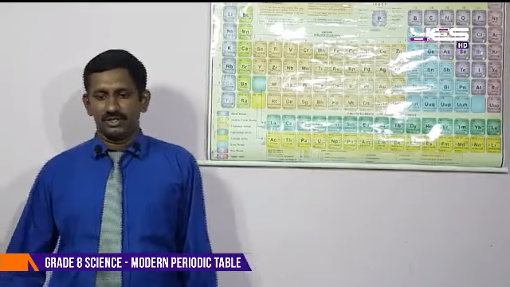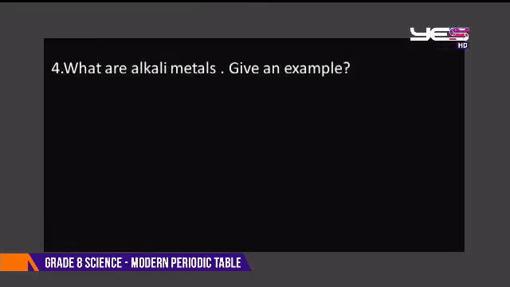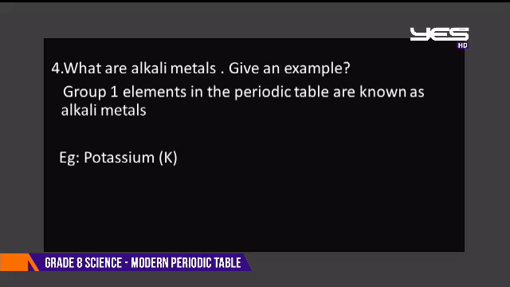Fourth sample question is, what are alkali metals? Give an example. Alkali metals mean the group 1 elements in the periodic table. They are known as alkali metals. Give an example: potassium. K is an example of a group 1 element.